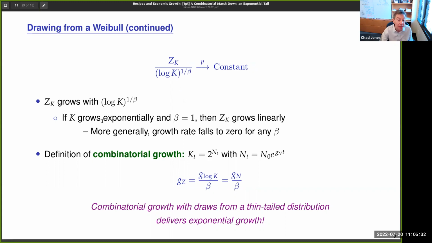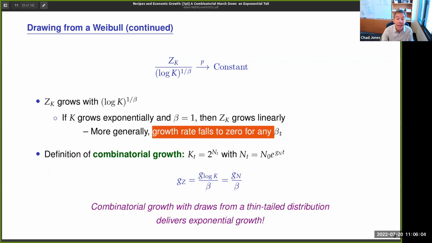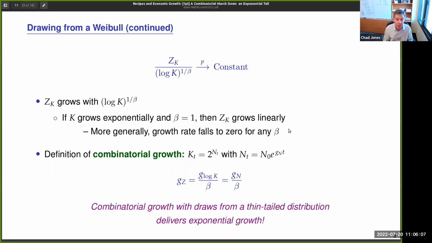All right. So for example, if k were to grow exponentially and we had beta equals 1, so suppose we're drawing from an exponential distribution, well, then the max is going to grow linearly. And again, that's a well-known result. That was even in Kortum 97. And that was why Kortum said, look, if k is growing exponentially, then draws from an exponential distribution lead to linear growth rather than exponential growth. And so that's why he kind of needed Pareto. But more generally here, if k is growing exponentially, the growth rate is going to fall to 0 for any beta in this Weibull distribution. So you don't get exponential growth.